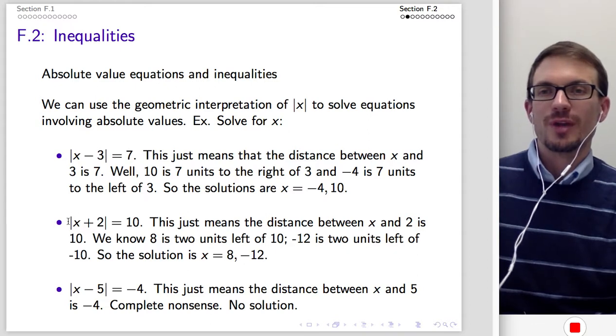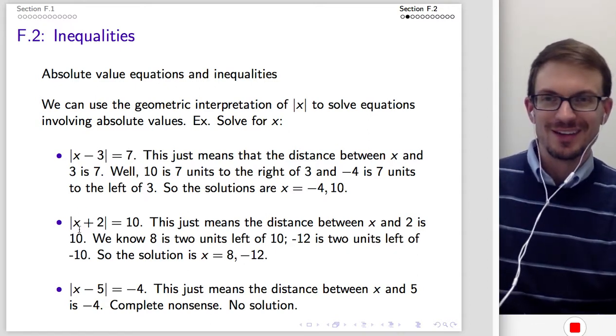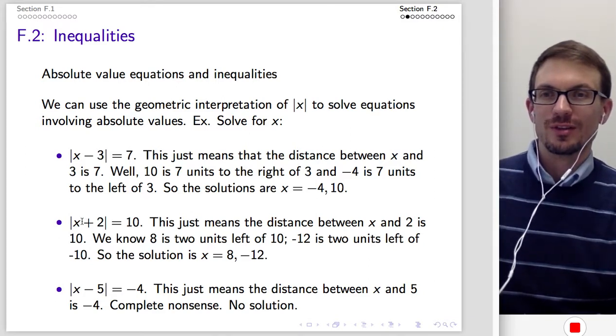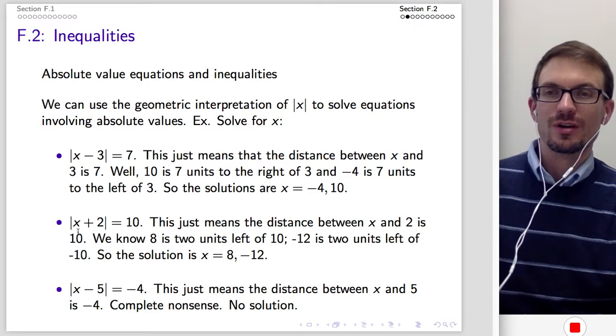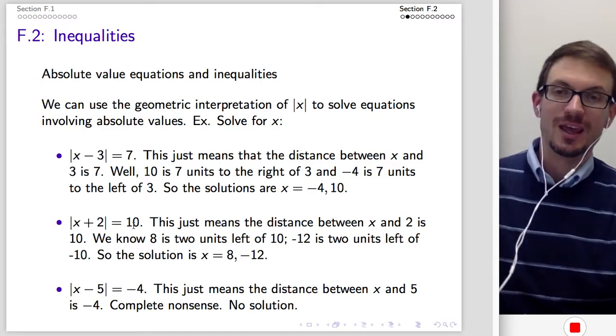What about for this one? Absolute value of x plus 2? Well, x plus 2 can be positive or negative 10. The absolute value thereof will be 10. How do we get there? Well, x can be 8, or x could be negative 12. Negative 12 plus positive 2 is negative 10. Absolute value of negative 10, 10.